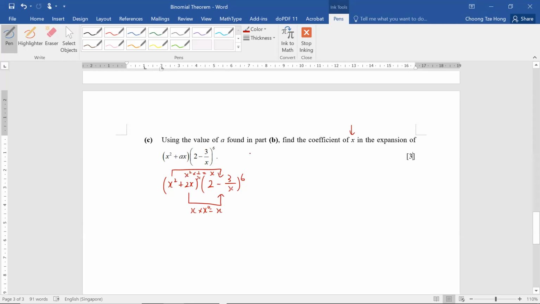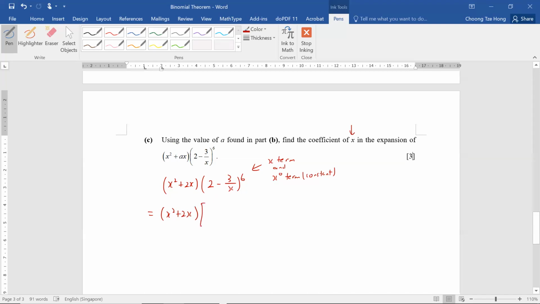So now we need to search from here. We need to find the x term and the x power 0 term, or the constant term. This one is the constant term, which means just the number only. So let's do that. These are the two terms that we need to find. So over here we have x squared plus 2x.